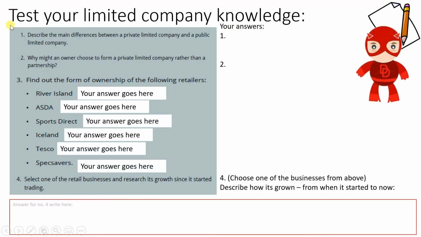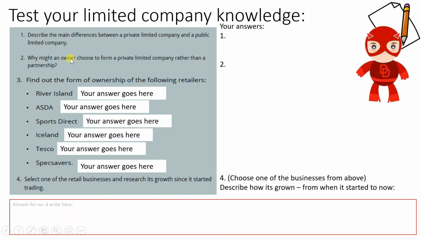So here we go. Here's the last task for you on this limited company ownership lesson, lesson 3. Your job now is to test your limited company knowledge. You've got the 4 questions on the left, and then you write your answers in the spaces on the right. Question 1, describe the main differences between a private limited company and a public limited company. Over there on the right, write your answer down.